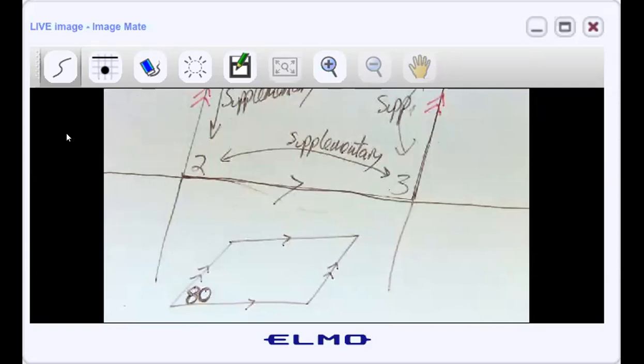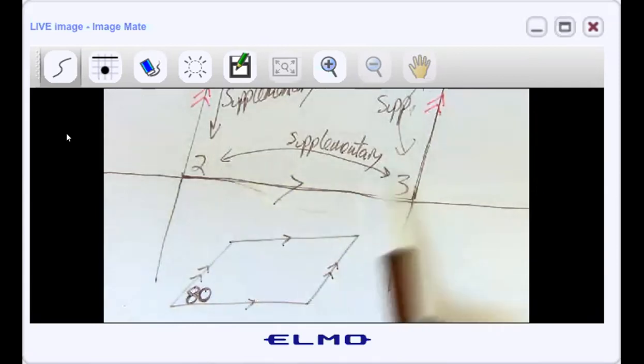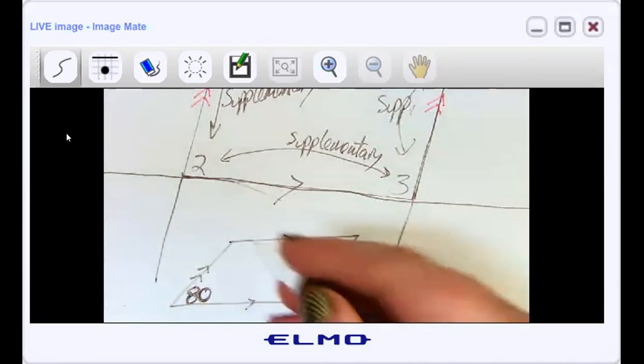Anybody got an answer for me? What must this angle right here be? Knowing that these two angles are going to be supplementary, and that one's 80, that means this one's got to be 100? Yes, supplementary just means adds to 180, right? So if that's 80, that means this one has to be 100.